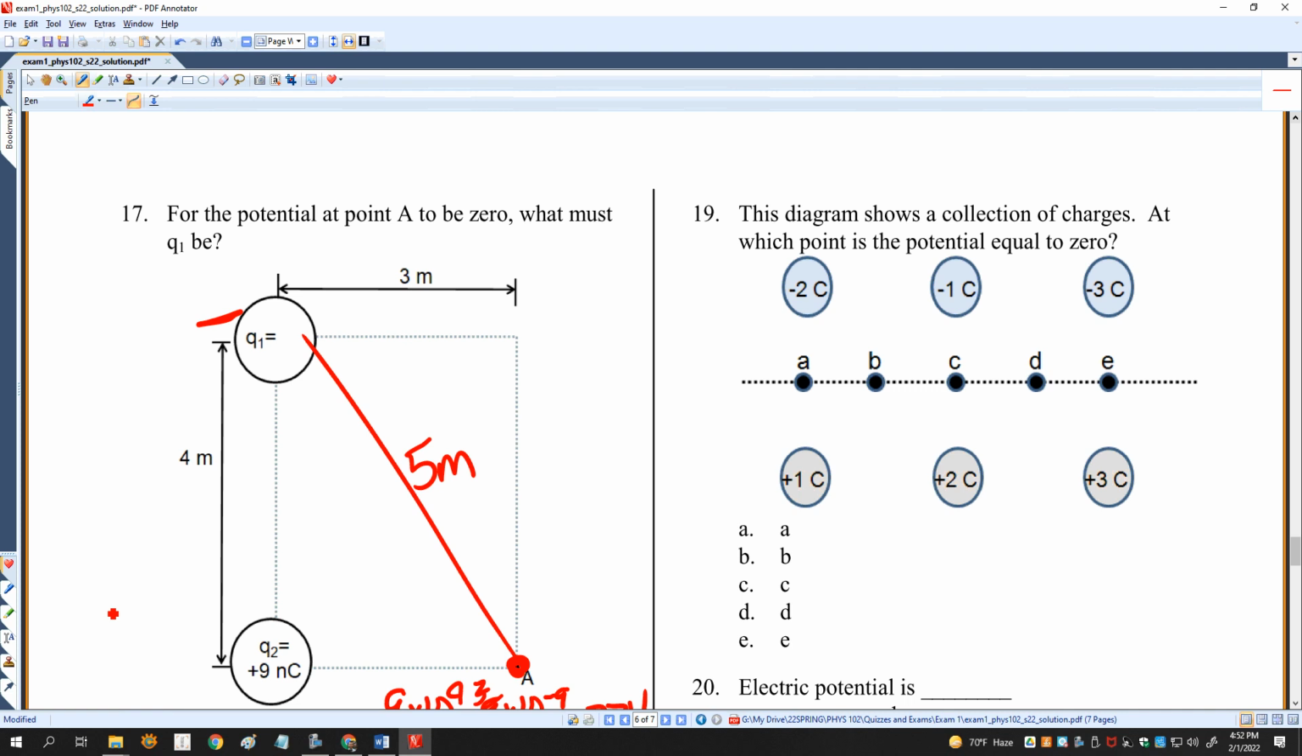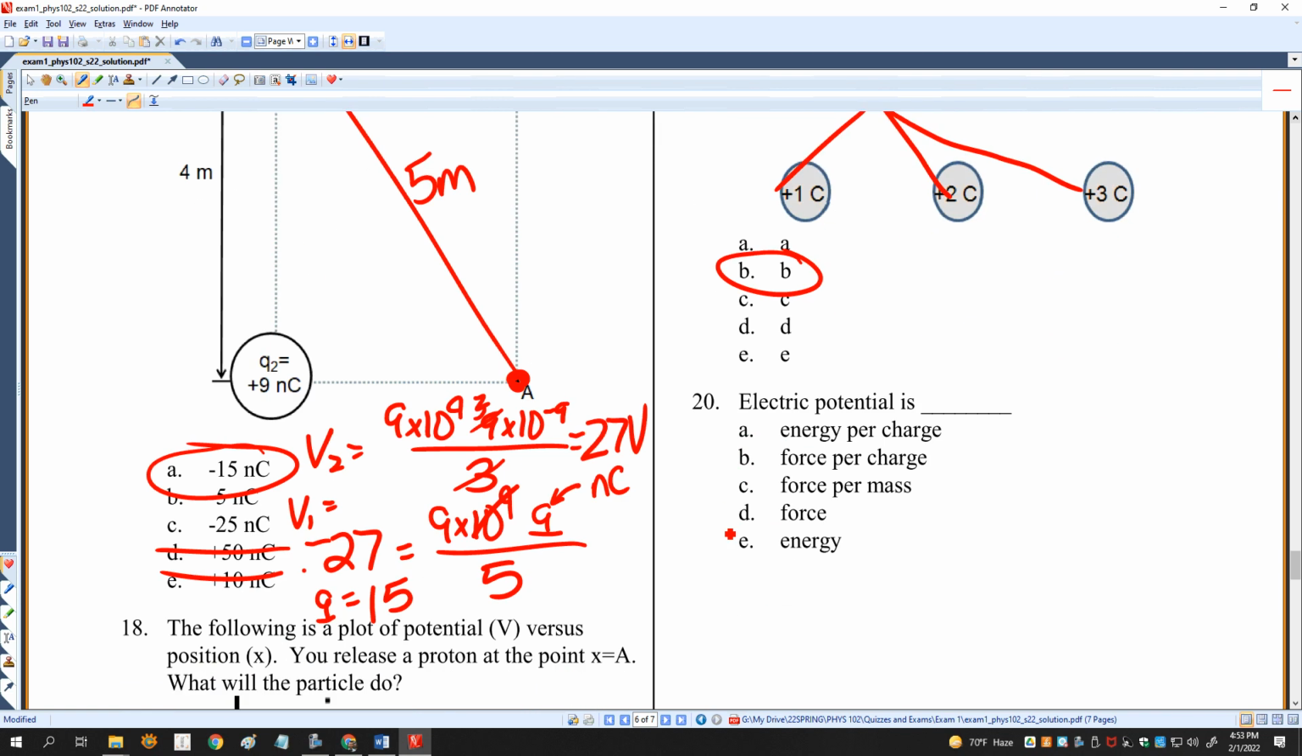And then here, which of these show a potential equal to 0? Remember, you're looking for where the distances to opposite charges are the same, and so that doesn't work for me. Let's see, does it work here? It does work here, I think. Yeah. So it looks like B is the right answer, because those are all equal distances to opposite charges. So B is the right answer, and then electric potential is A.